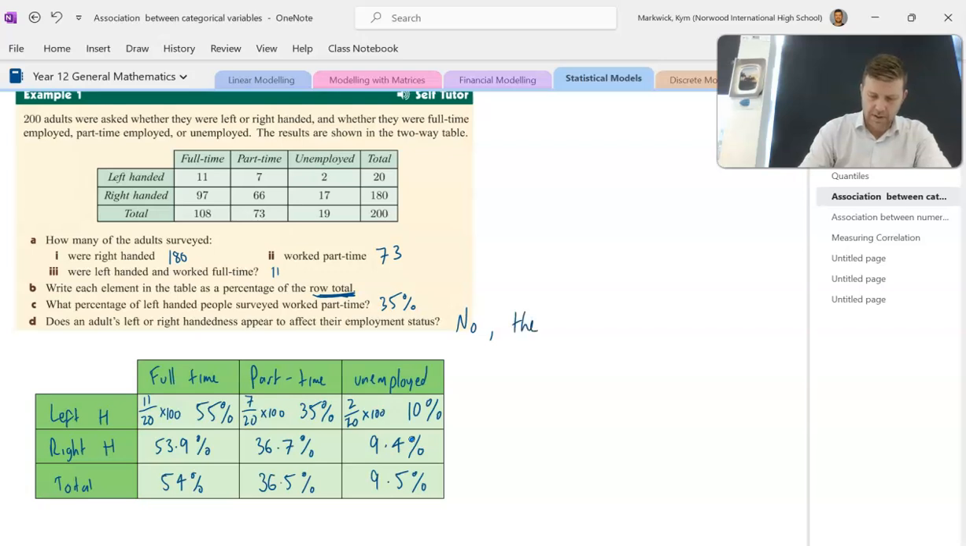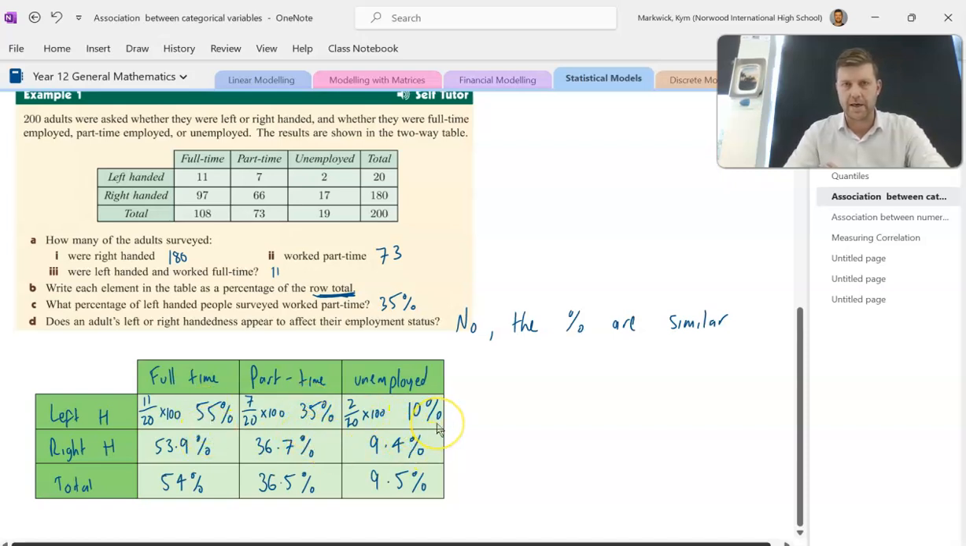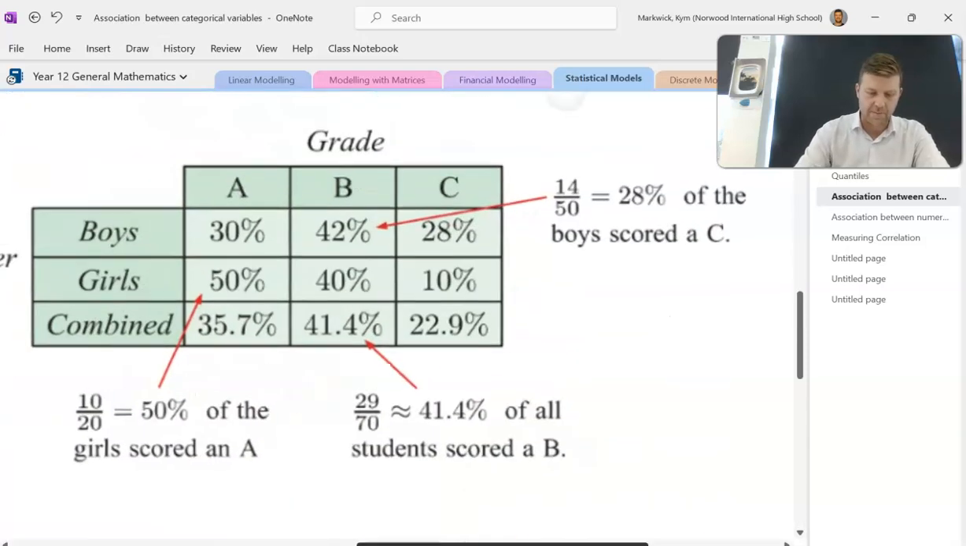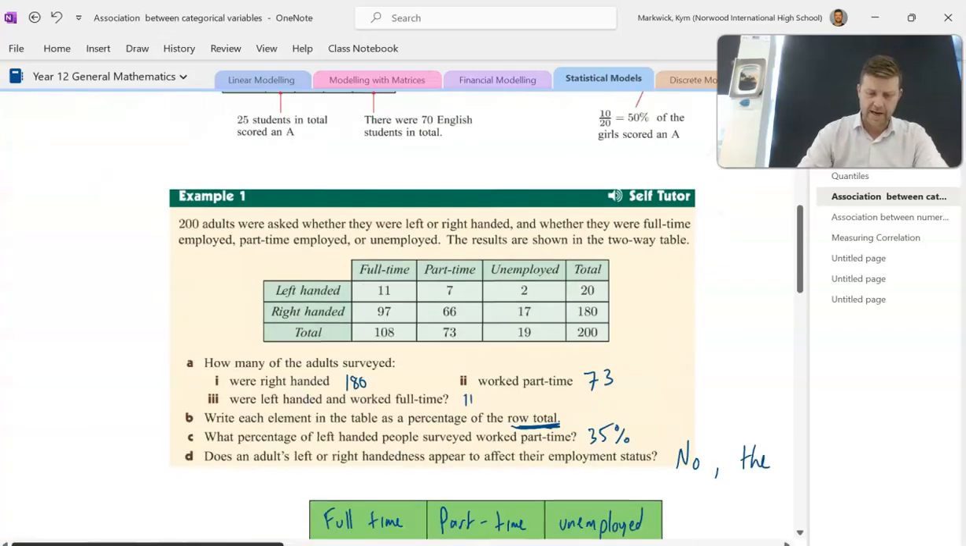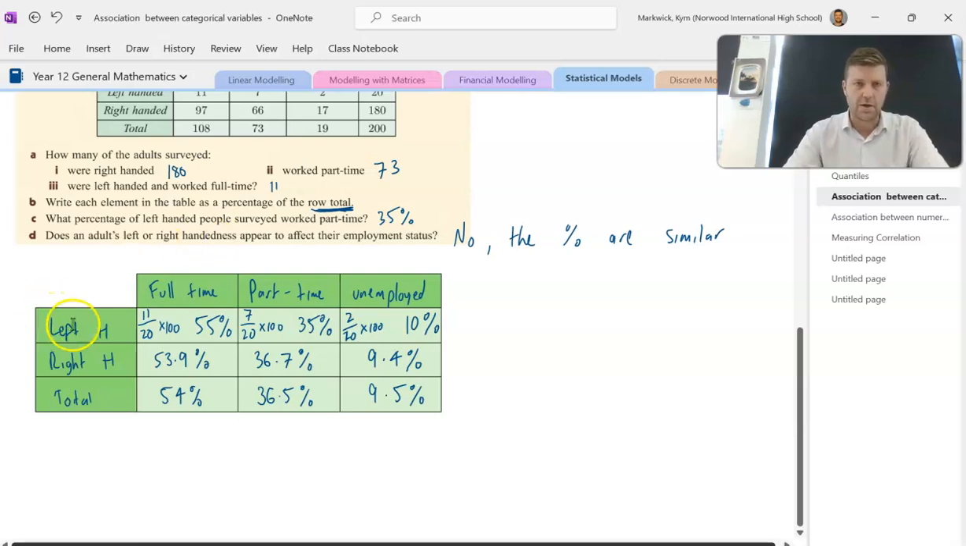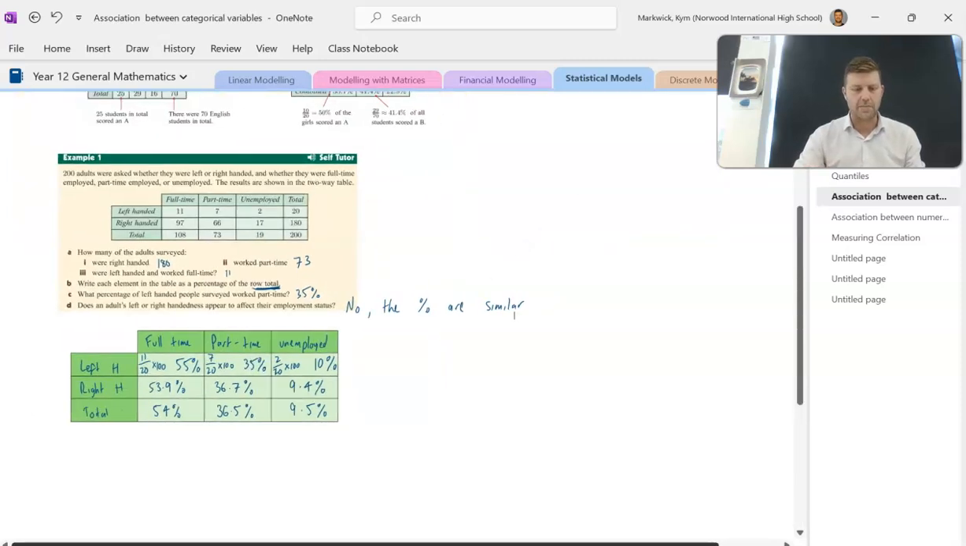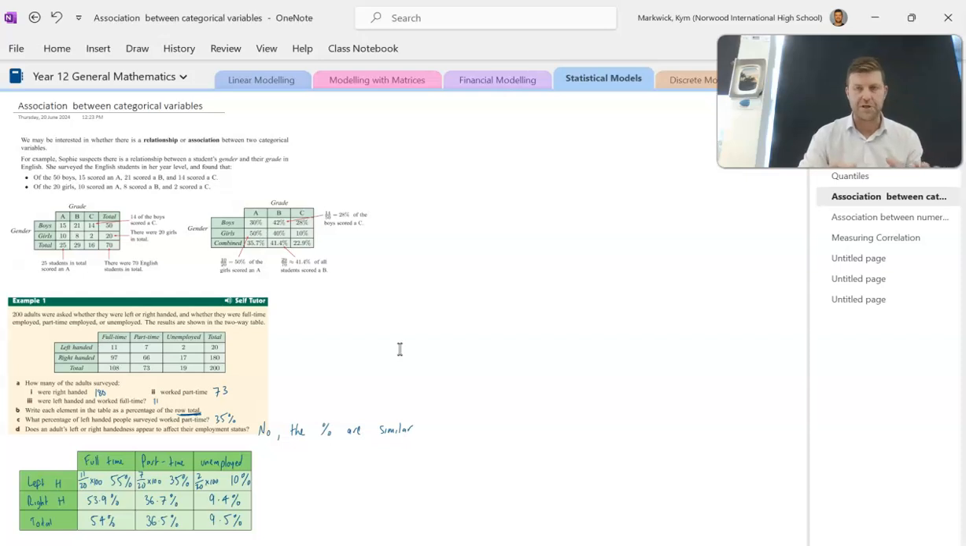Because the percentages are similar across those categories. Which was different to when we were looking at the first example, where those percentages were actually quite different, in particular looking at the A grade and the C grade for the boys and the girls. So that suggests that there was a relationship between your gender and how well you do in English, but in this case, there is no real relationship between whether you're left or right-handed and your employment status, because those values are very similar. So that's pretty much it for this video, looking at an association or a relationship between two categorical variables.